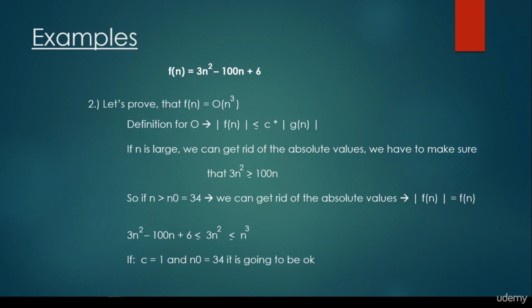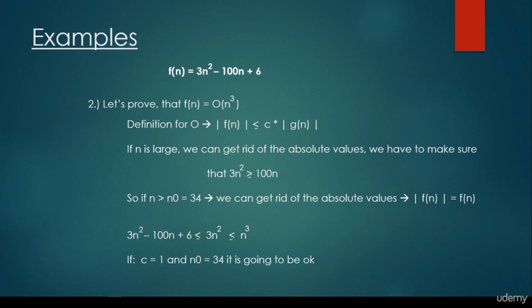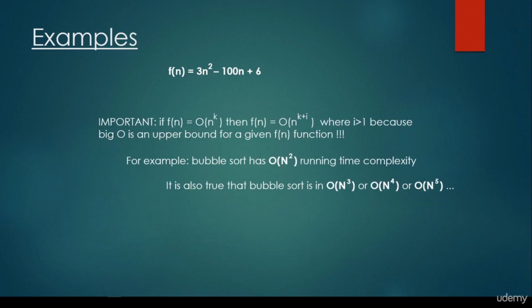In the previous example, we have seen that if f(n) is equal to O(n squared), then it is also true that it is equal to O(n cubed). So if it is O of n to the power of k, then it is also true that O of n to the power of k plus i is going to be satisfied. And why? Because the big O is an upper bound for a given f(n) function. So if n to the power of k is an upper bound, of course n to the power of k plus i will be an upper bound.